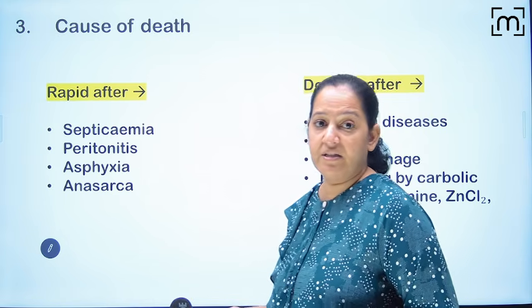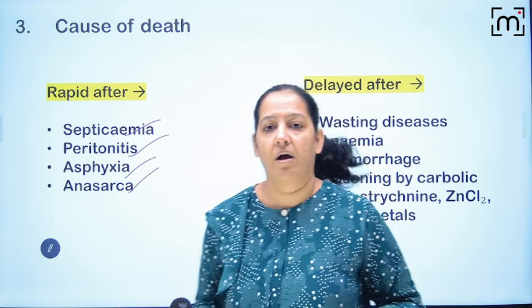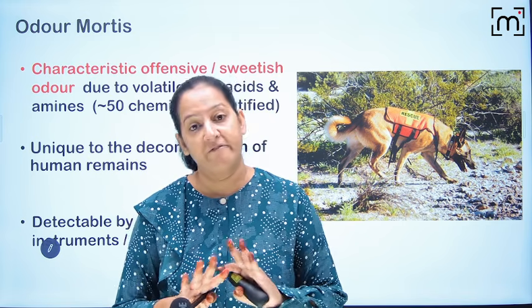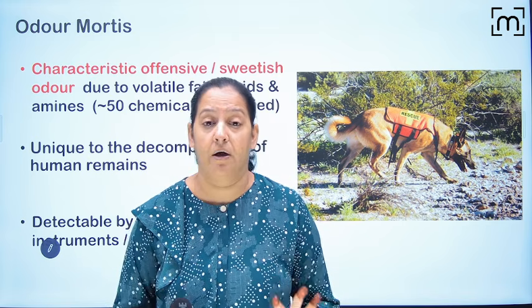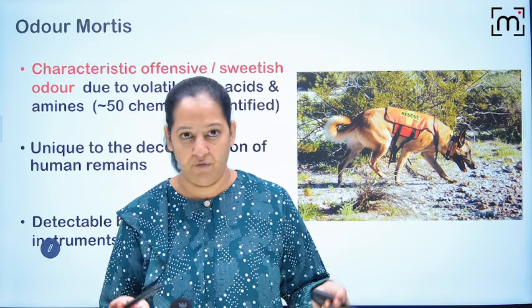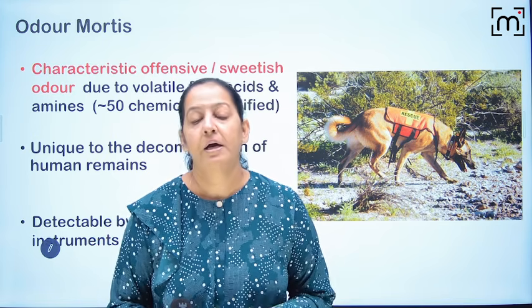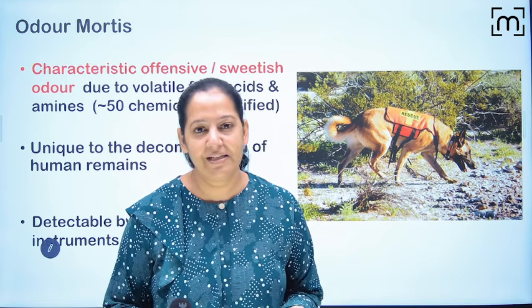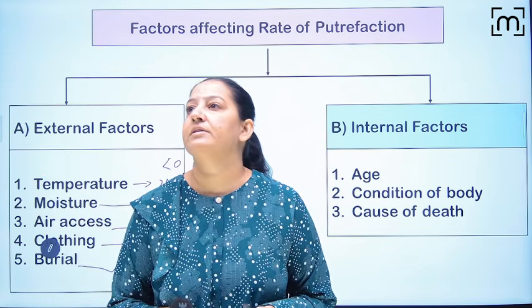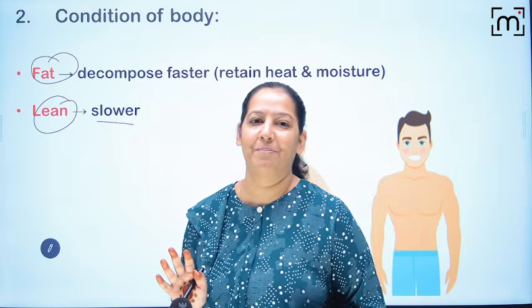What is the cause of the death? Putrefaction is fast after septicemia, peritonitis, asphyxia, and anasarca, and putrefaction is delayed in other diseases, if you want to learn. So that is about the factors. We are done with the factors affecting putrefaction. I told you 5 external and 3 internal factors. If you want to learn, you can write down 1 to 2 lines on each of them. You can get an MCQ on that, and you can easily solve it. For your university exam, you can fill at least half or 1 page based on the factors affecting putrefaction.